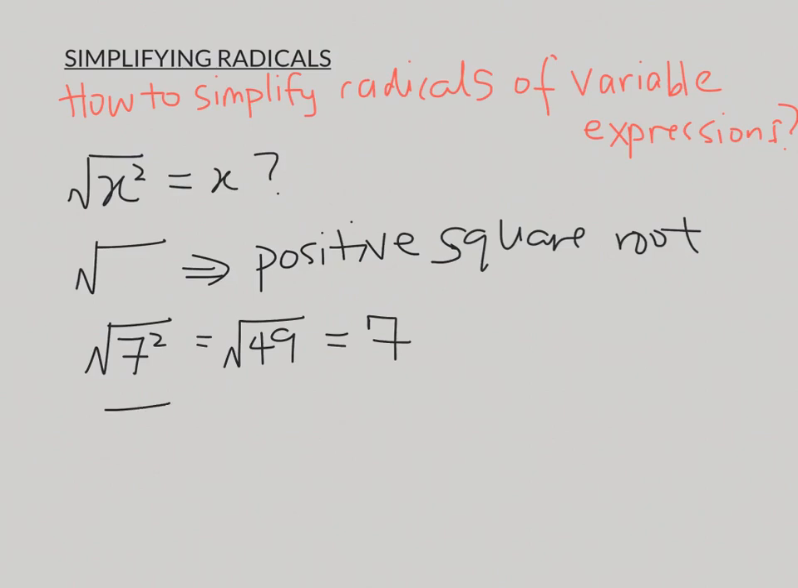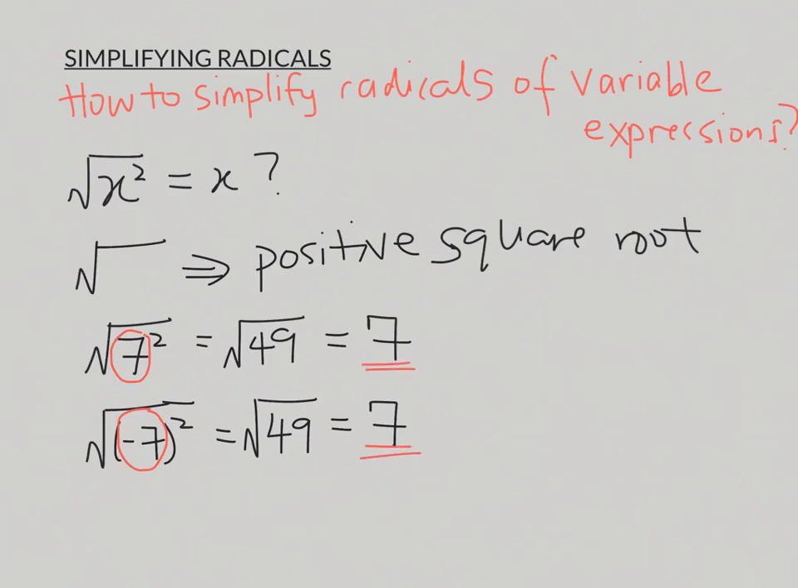And if the radicand is negative 7 squared, that becomes negative 7 times negative 7, which is also 49, and the answer is 7. In these two examples, you can see that no matter whether your x is a positive 7 or negative 7, the answer will always be a positive 7. This brings us to our next property. If you take the principal square root of b squared, the answer will be the absolute value of b.